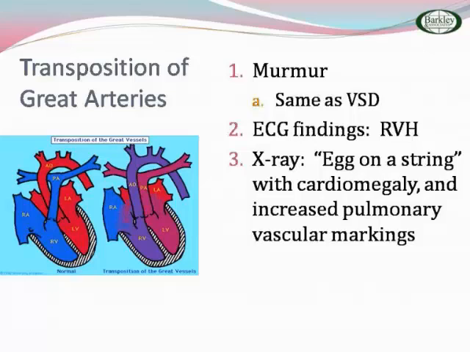EKG finding RVH, and they typically show what's called an egg on a string on the X-ray. Now, this occurs over time. What that means is, let's think about this, what happens is, do you notice that typically your pulmonary artery comes off your right ventricle, whereas the aorta comes off the left ventricle?